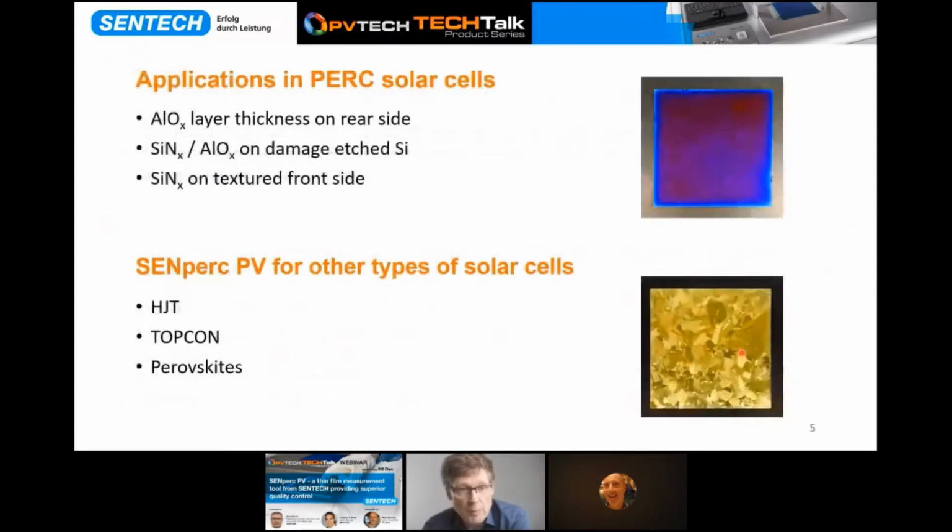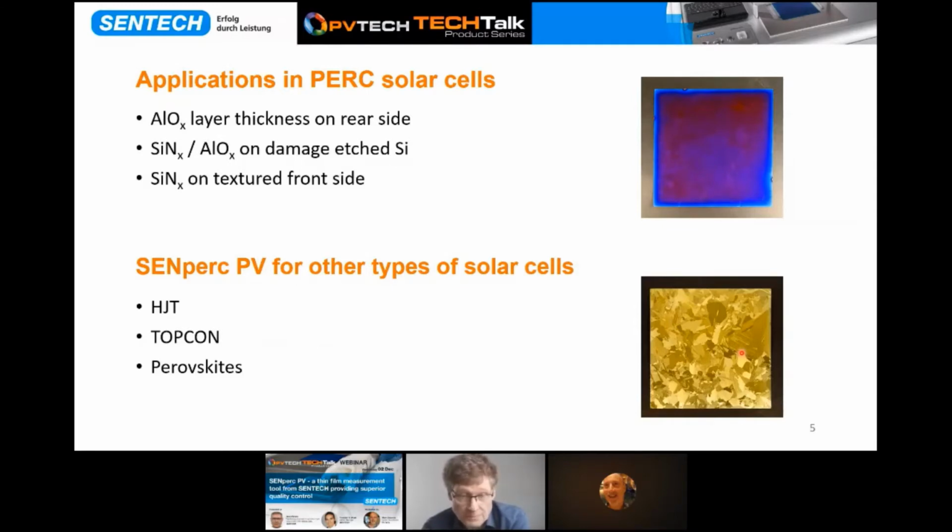So what kind of applications in terms of PERC solar cells can be solved? Here we have the aluminum oxide layer on the rear side of the PERC solar cell. In terms of the double layer stack of silicon nitride and aluminum oxide, we can measure this on damaged edge silicon samples as well. Concerning the front side of PERC solar cells, there is a silicon nitride film, which can also be measured concerning the film thickness and refractive index.